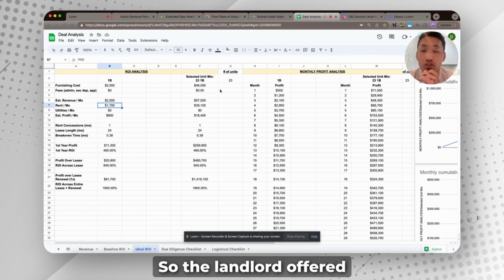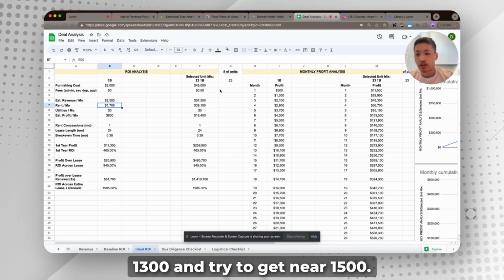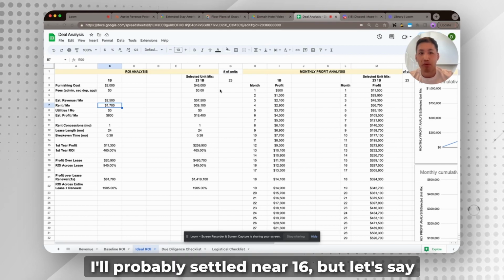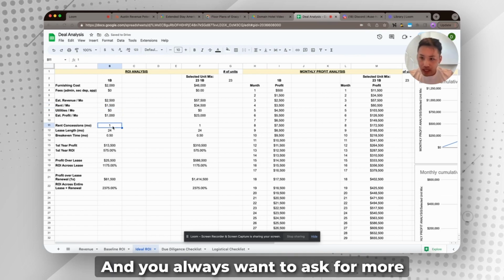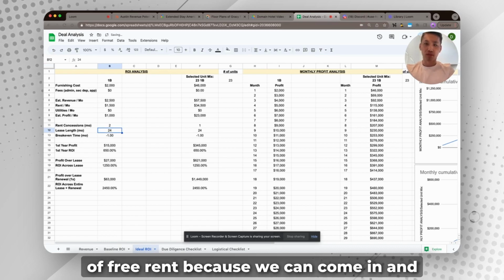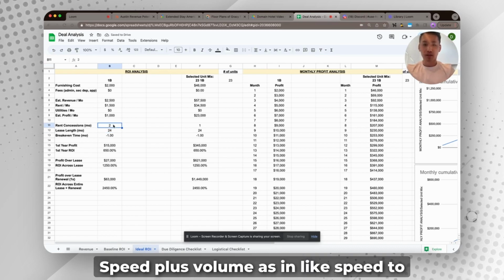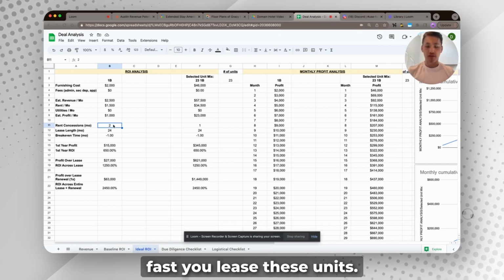So the landlord offered me $1,700 a month in rent. I'm going to counter with $1,300 and try to get near $1,500. I'll probably settle near $1,600, but let's say ideally we settle near $1,500. And you always want to ask for more months of free rent. I'm going to see if I can get 2 months of free rent, because we can come in and lease right away, right? Speed plus volume, as in speed to lease, basically meaning how fast you lease these units.